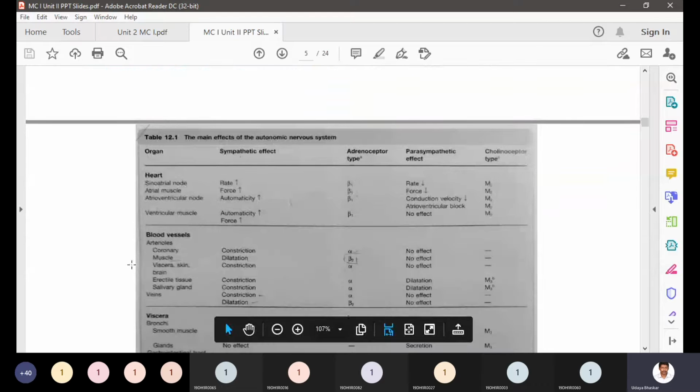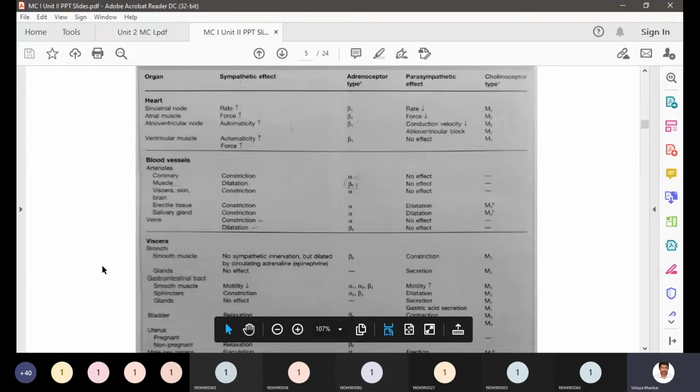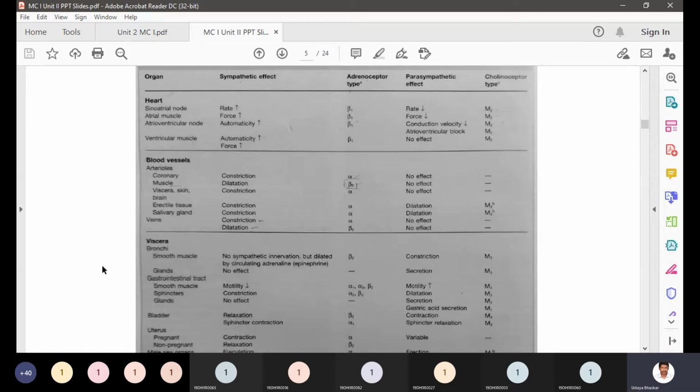Then we saw the distribution of receptors. In the heart we have the beta 1 type of adrenergic receptor and the M2 type of cholinergic receptor. In the adrenergic system, adrenaline goes and binds to the beta 1 receptor in the heart. In the heart we have subparts: the sinoatrial node, SA node, atrial muscle, atrioventricular node, and ventricular muscle.